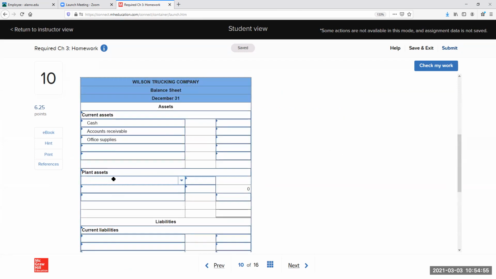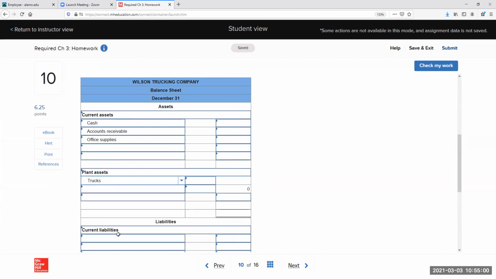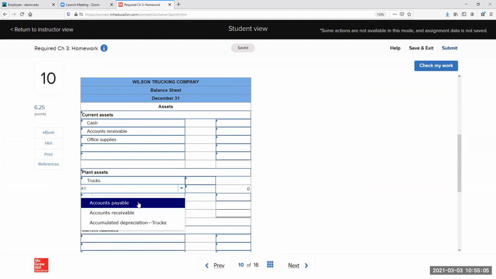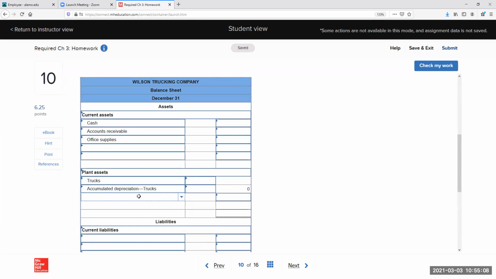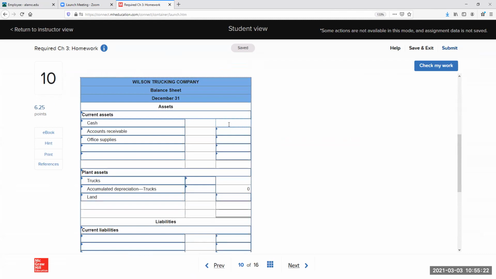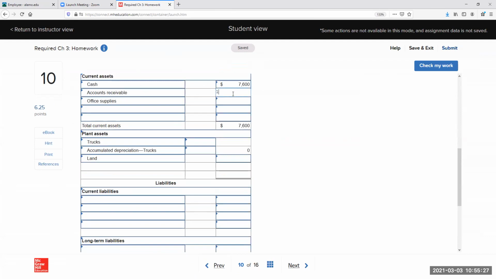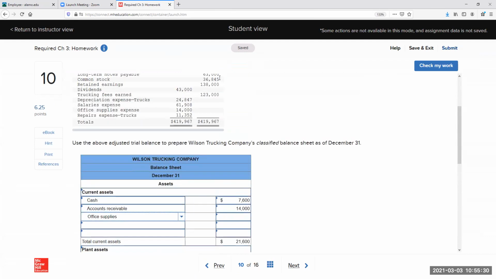Trucks. So we have trucks, and then we have accumulated depreciation, which is a contra asset. It tells us how much we've recovered. And then you have land. So there you go, there's your assets. Now, do I have blank spaces? Yes, but let's just check one thing to see if it adds up the numbers for us when you put them in. Yeah, see, if you put in the numbers, it's going to add them up for you. And then you'll know whether you balance or not, right?